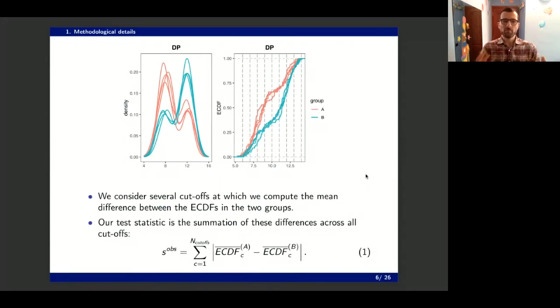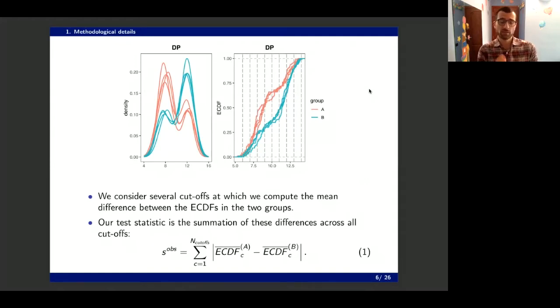So if we take DP and more realistically look at an example with a biological replicate, so we introduce sample-to-sample variability, what we would like to do ideally is to numerically, mathematically quantify this difference we see between the CDFs.